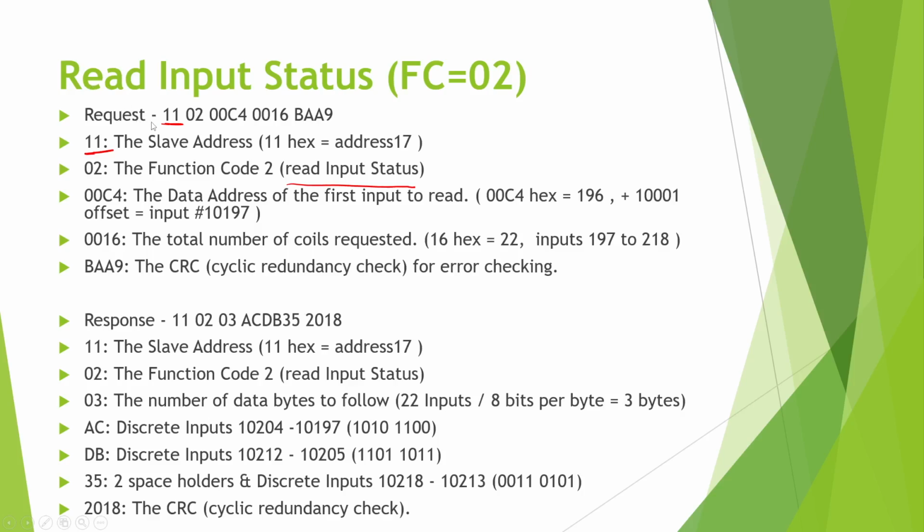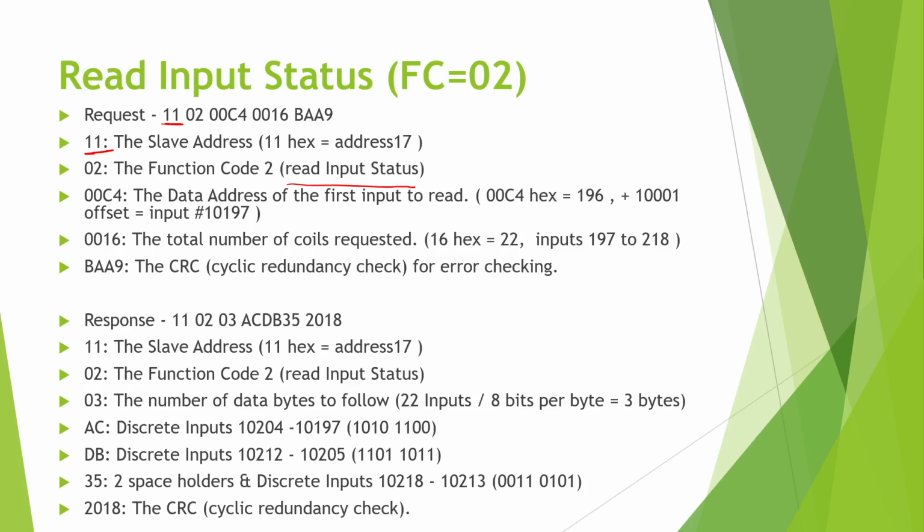So the master device, or whatever Modbus device, says, hey, give me this information, and then the slave responds, hey, I'm Bob, I'm 11. Function code 2, you wanted to read my inputs. The number of bytes is 3. Not necessarily that you wanted 3 bytes. You said you wanted 22 inputs. Is 22 divided by 8 equal to 3? No. But we have to send things in entire bytes. So even though you only wanted 22, I'm sending 3 bytes of information, which is actually 24.